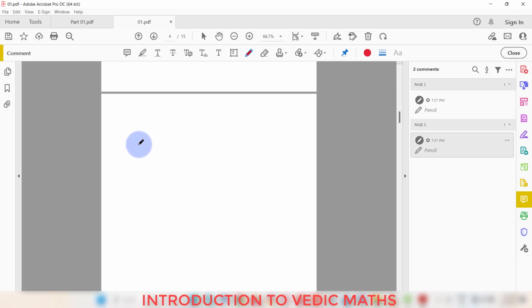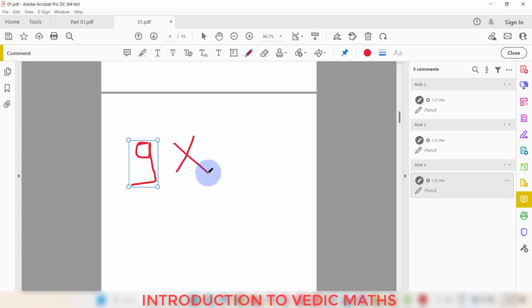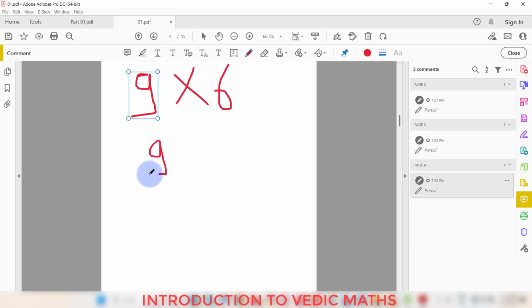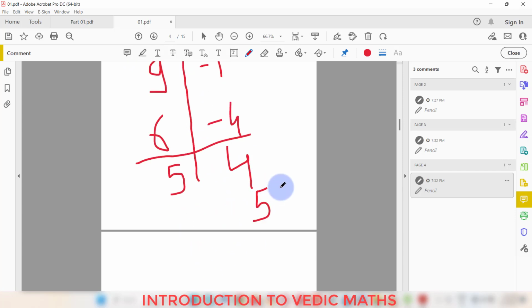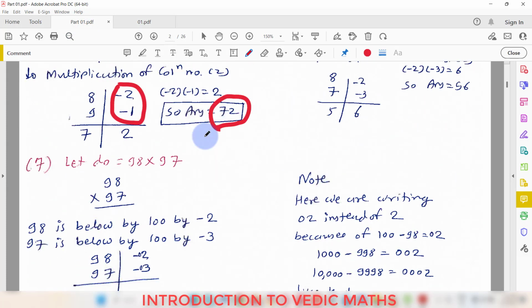Got it? Let's say 9 times 6. So what I can do? I can write 9, I can write 6. 9 is below 10 by minus 1, and 6 is below 10 by minus 4. So 9 minus 4, that is 5, or 6 minus 1, that is also 5. Minus 1 times minus 4. Here you have to also consider the sign. So minus 1 times minus 4, that is 4. So my answer will be 54. Okay, very very simple. Now we will do one more example.